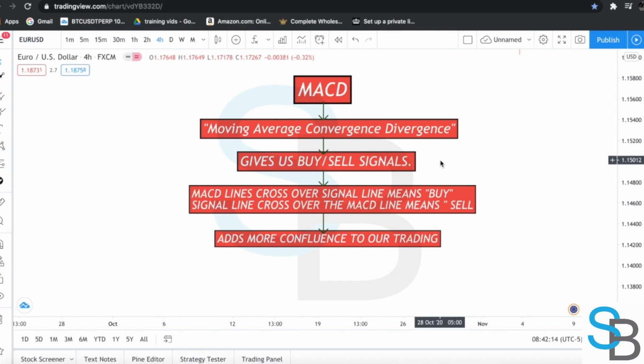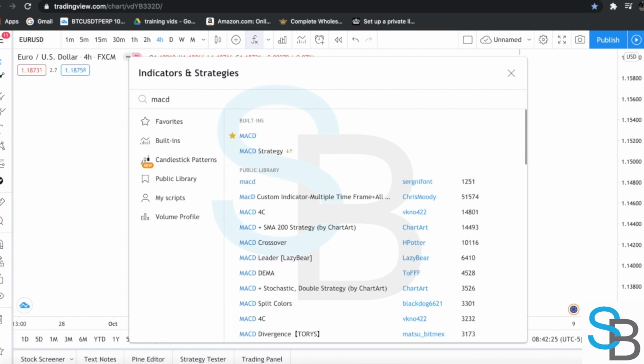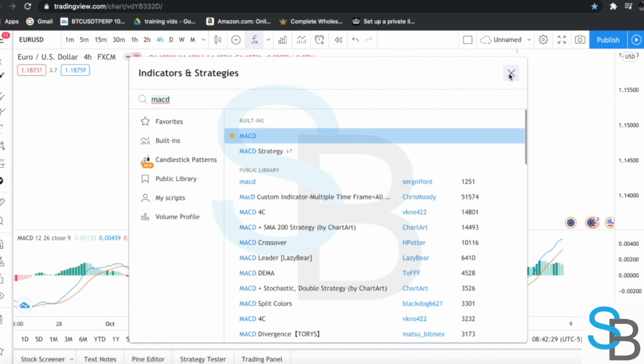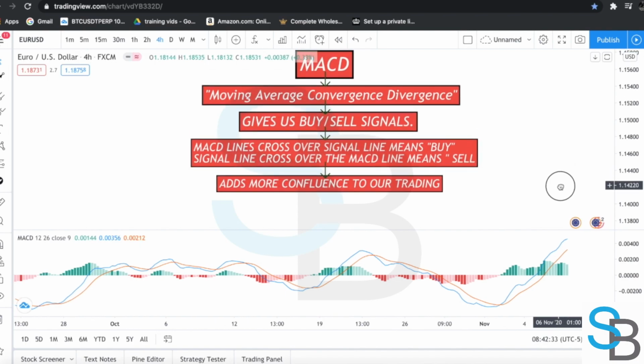Let's apply the MACD indicator to this chart and overview the MACD indicator. We have to go to the indicators section and simply write MACD. This is the MACD indicator. Apply it to the charts. We got the MACD indicator over here.